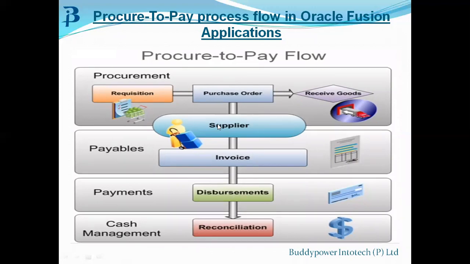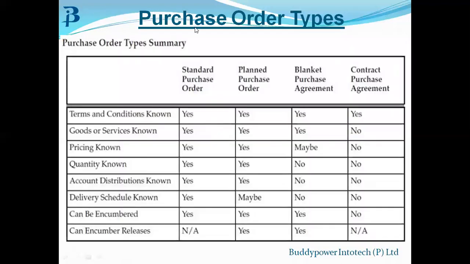Okay, okay, fine. Let's move into the different purchase order types. Purchasing provides basically four types of purchase orders: your standard PO, your planned PO, your blanket purchase agreement, and your contract purchase agreement.